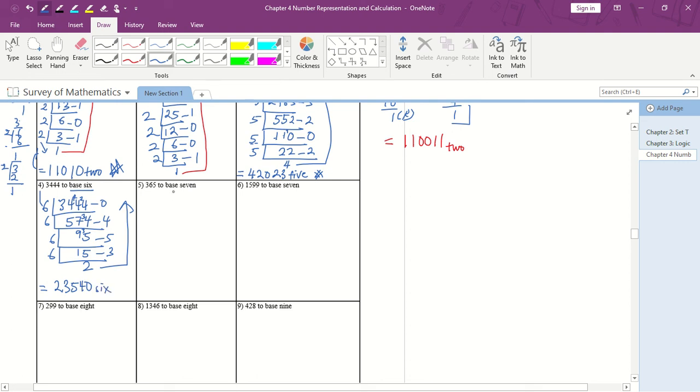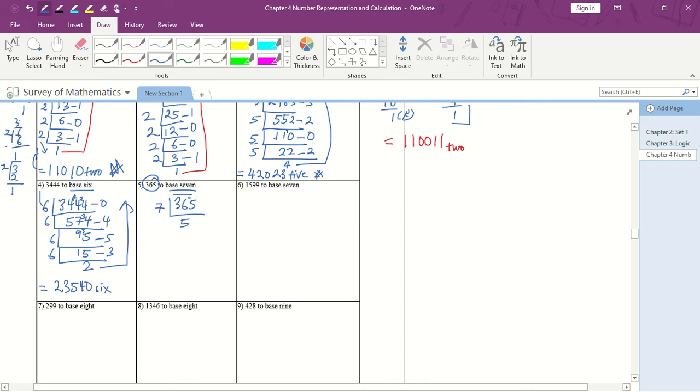Let's go to the next one. 365 to base 7. Same thing, 365 base 7. So of course, remember this is base 10. You need to convert to base 7. So divided by 7. So 7 times 5 is 35.